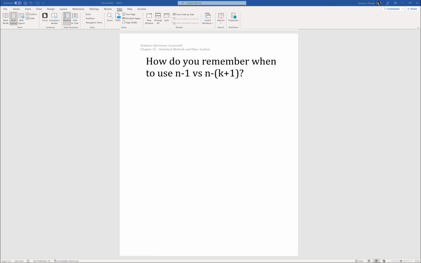So for degrees of freedom, the main thing to think about is to say, what's my sample size? How many parameters am I trying to estimate? And that's going to tell me how to get to my degrees of freedom.